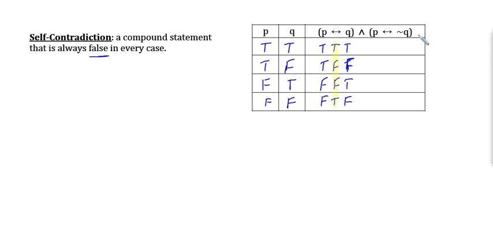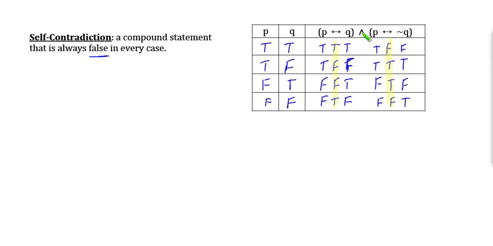Let's move over to the other set of parentheses. We're going to fill out our P, which is true, true, false, false. And then our not Q, which is going to be false, true, false, true. And we're going to compare them and see if they match. So they don't match, they do match, they do match, and they don't match. So now this column is alive and in play.